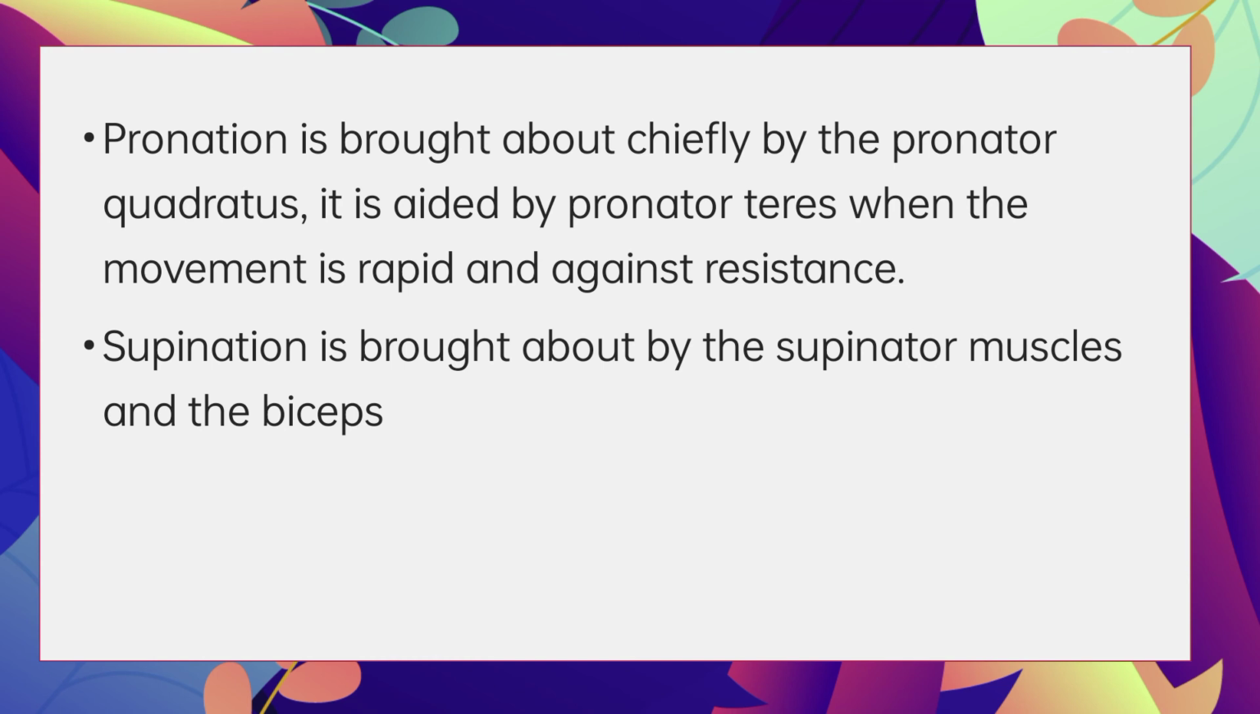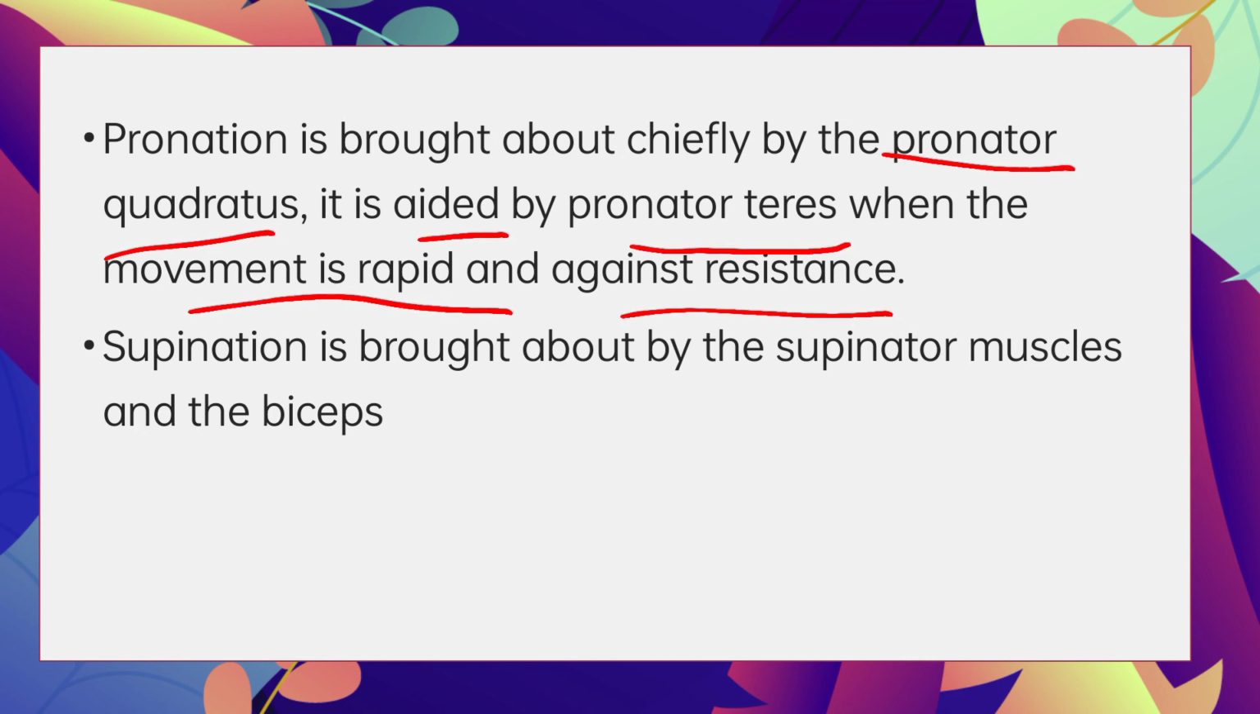Pronation is brought about chiefly by pronator quadratus, which is aided by pronator teres when the movement is rapid and against resistance. So mainly pronator quadratus is the muscle, but when the movement is rapid or against resistance, pronator teres also comes into action. Supination is brought about by the supinator muscle and the biceps muscle.